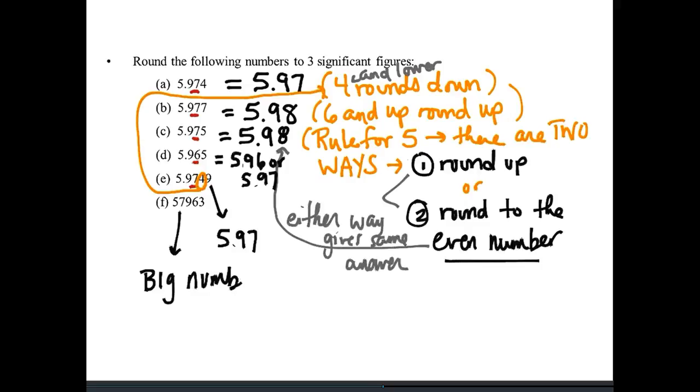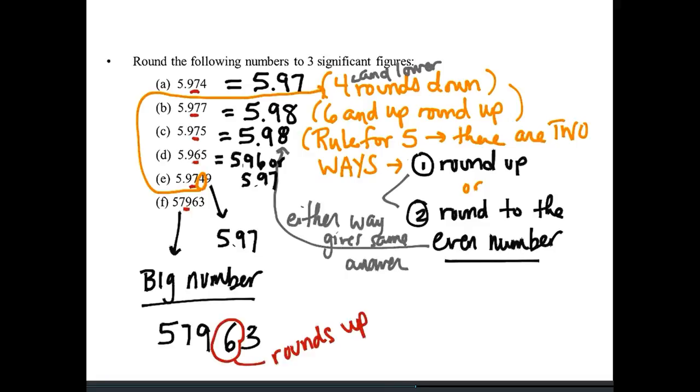Now F is the one that I really want to focus you on because this is a big number. Big numbers are weird. So we have 57,963. That's a big number, and we're going to round it to 3 significant digits. 3 significant digits means we need to round it to that 9. We need to get rid of that 6. 6 rounds up, but that's a 9. So now we have 58,000.